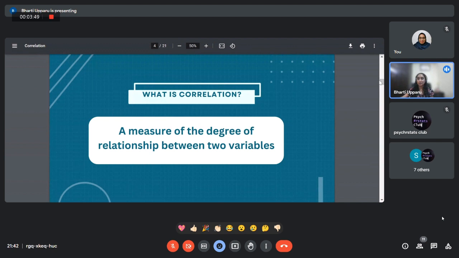Right. So now, what is correlation? In the simplest terms, correlation is a measure of the degree of relationship between two variables. We will discuss more about the trends and conditions of correlation, but I just wanted to say that this is what correlation is: the measure of the degree of relationship between any two variables. There might be a few conditions, such as how the variables are measured, continuous variables or discrete variables. We'll talk about that in the later stages.